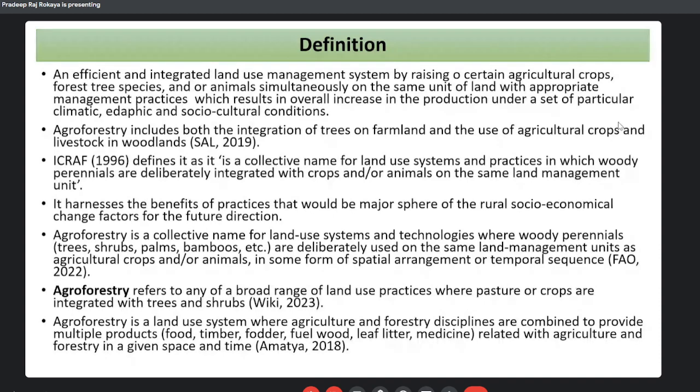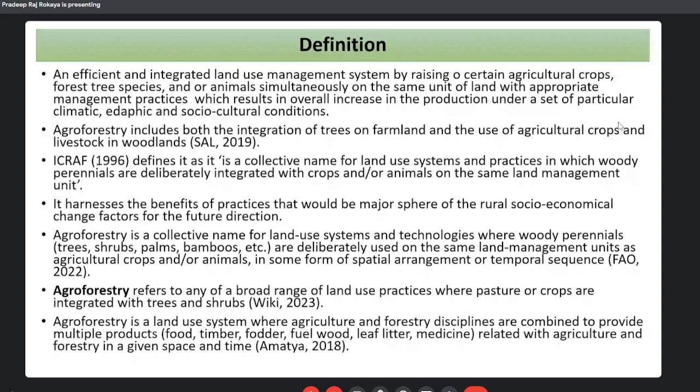So agroforestry is an efficient and integrated land use management system, by raising crops, tree species and animals simultaneously or in a combination pattern on the same unit of land, with appropriate management practices, and overall to increase the optimum benefit based on a set of particular climatic, edaphic, and socio-cultural conditions. This is the overall definition.